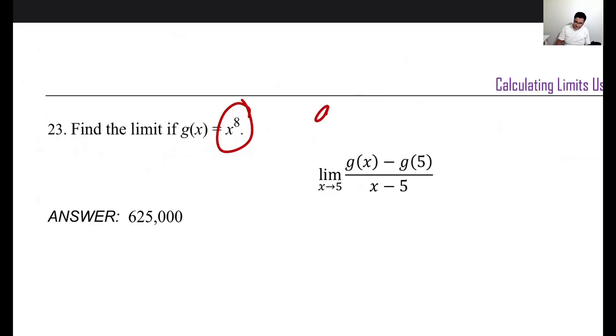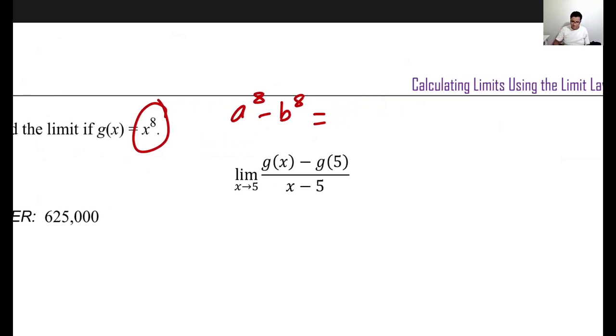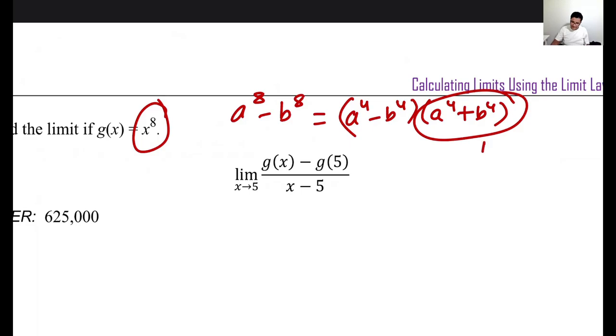Not x, let's write it a to the 8 minus b to the 8. You can repeatedly use a square minus b square formula. This will be a to the 4 minus b to the 4 times a to the 4 plus b to the 4. And in this problem, here you can do the direct substitution.